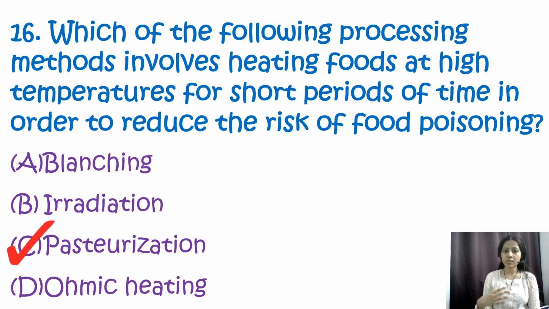So the method that involves the heating of food at a high temperature for a short period of time, which we often call HTST, in order to reduce the risk of food poisoning, is known as pasteurization. So during pasteurization, food or beverage is heated to a specific temperature for a defined period of time, usually below the boiling point, and it is used to kill harmful bacteria or pathogens while preserving the sensory and nutritional qualities of the food products. So over here correct option is C, that is pasteurization.